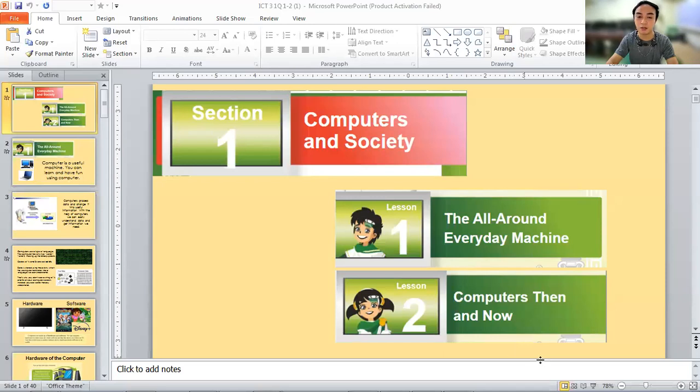So we're able to recap our first lesson. So let's proceed right now to our second lesson. What is our second lesson? If you try to remember, we'll be talking all about computers then and now.